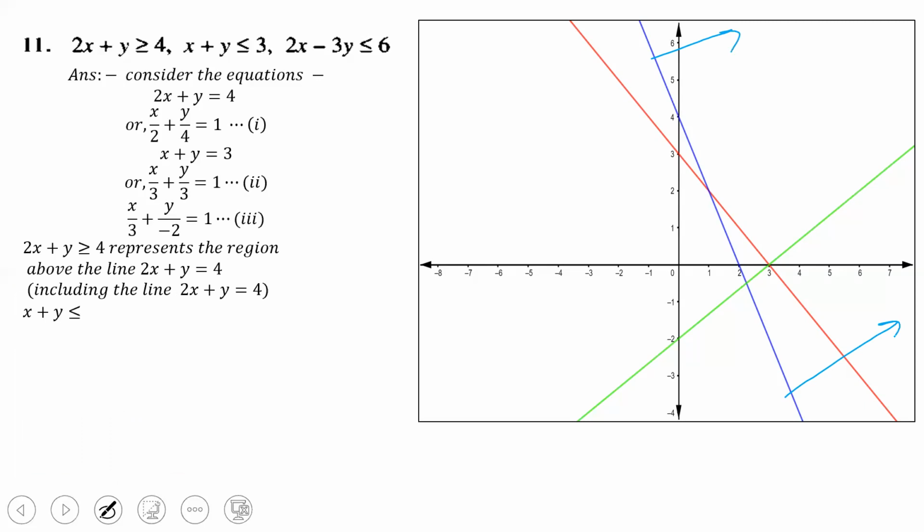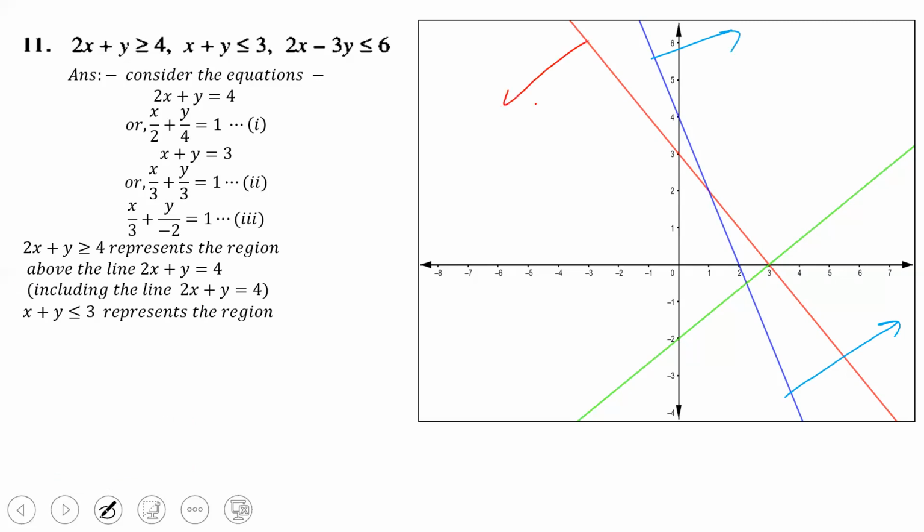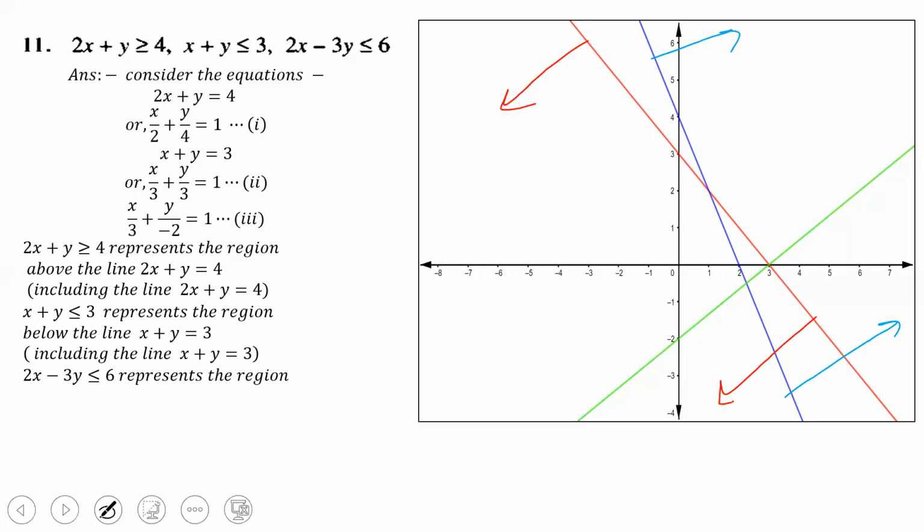Next, x plus y less than or equal to 3. Less than means always the lower portion or the left hand side. Okay, so the portion below this line, definitely including the line x plus y equals 3. So the next one is 2x minus 3y less than or equal to 6. Now if we put (0, 0) here, 0 less than or equal to 6, which satisfies the inequality. So that means it will be the upper half or the left hand side of the line 2x minus 3y equals 6.